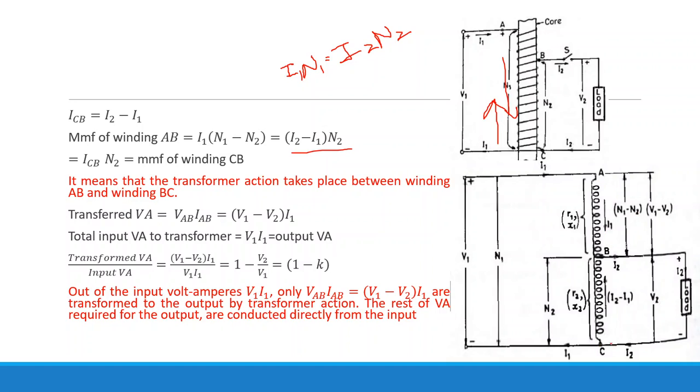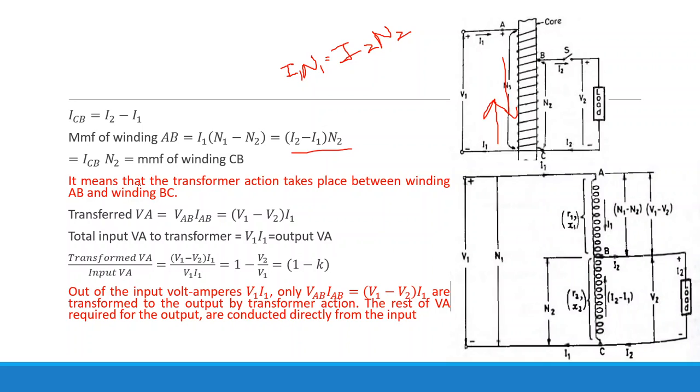So how much current is flowing from C to B, that is I2 minus I1. The number of turns here is N2. So basically we have redrawn this diagram here. Okay, so from this what we concluded, that whatever the volt ampere is transferred in this winding, that is equal to the volt ampere transferred in this winding.